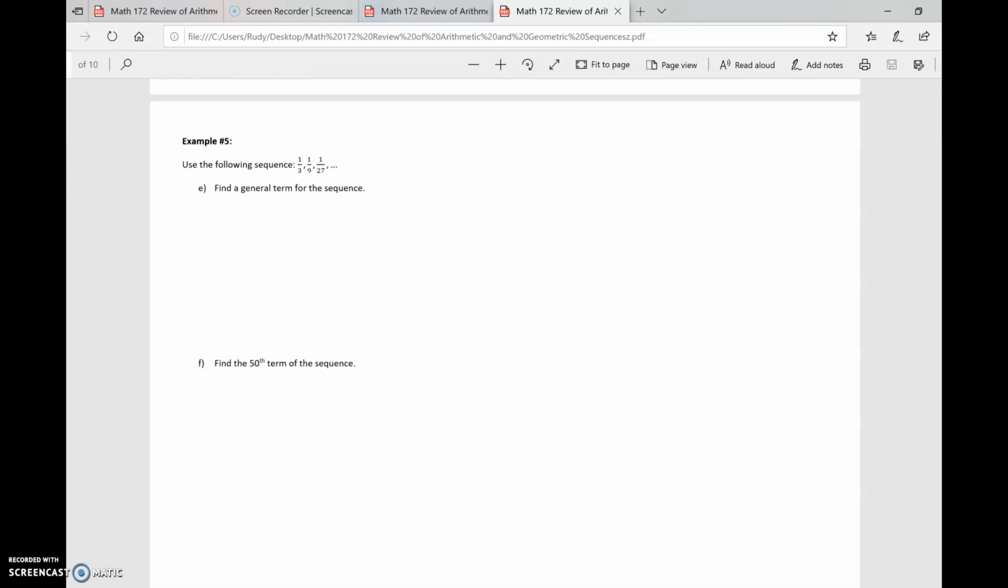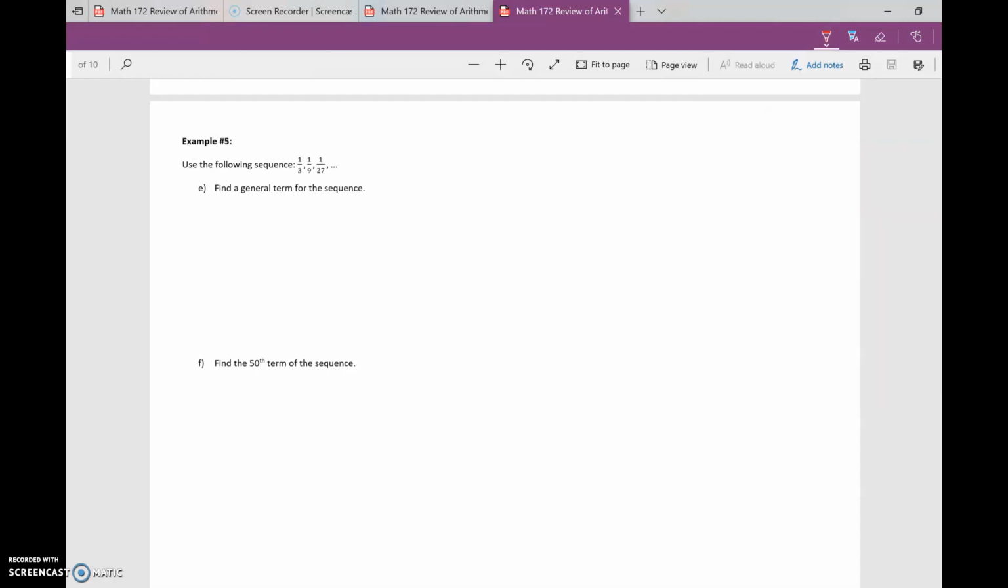Hi class, let's take a look at example 5. Example 5 is very similar to 4. They want a general term for the sequence. Now, look at the actual terms and what appears to be occurring on each one of those is that from the first term, you're multiplying the denominators by a value of 3. So this one has an R value of 1/3, or we can classify it as geometric with R equal to 1/3.